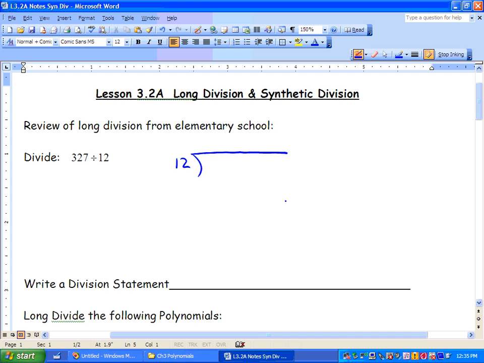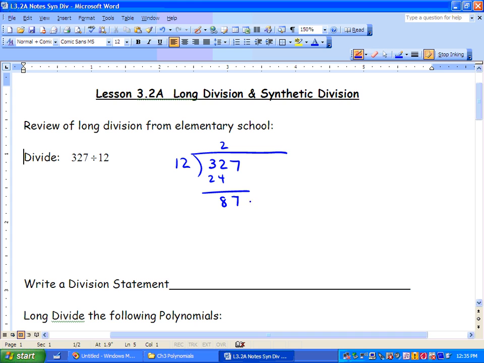I'm just trying to recap what your thought process should be. You ask yourself, does 12 go into 3? And you say no. 12 goes into 32 twice. And so once you have that number on top, you multiply it by the 12 to get 24, and then you are subtracting these values. You get an answer of 8, and then this 7 drops straight down.